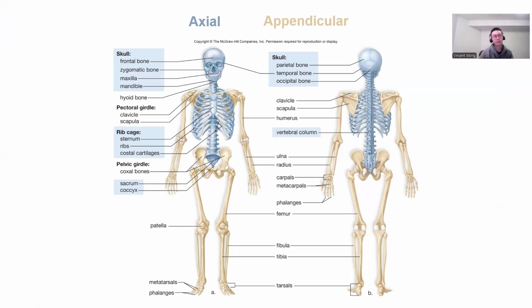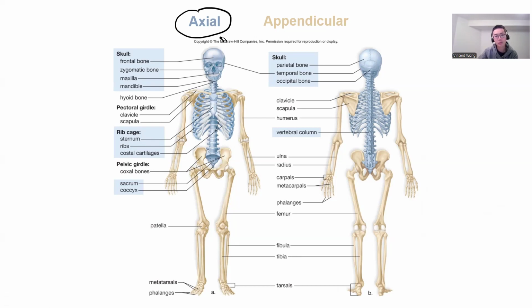And the skull, plus the rib cage, along with the backbone, all the blue stuff here, we call that the axial skeleton. The exoskeleton. That's kind of like the main core frame where everything else will be attaching onto. Okay. So the axial skeleton consists of the skull, the rib cage, and the backbone.